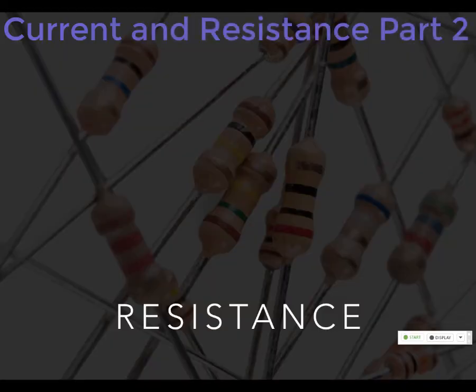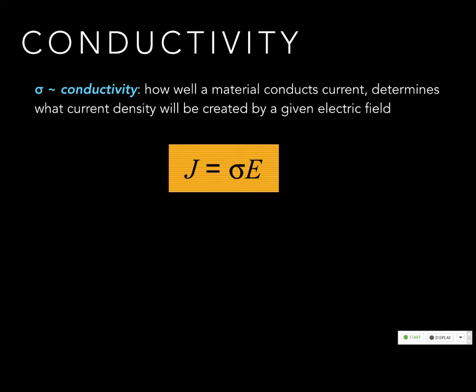Alright, so we started dealing with resistors. We did some Ohm's law stuff. And so let's talk about the microscopic level. So conductivity, that's also represented by sigma, which sometimes is charge density. But we've been using eta, so we're in pretty good shape.